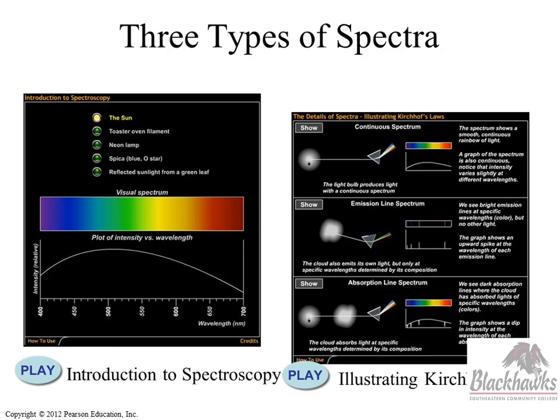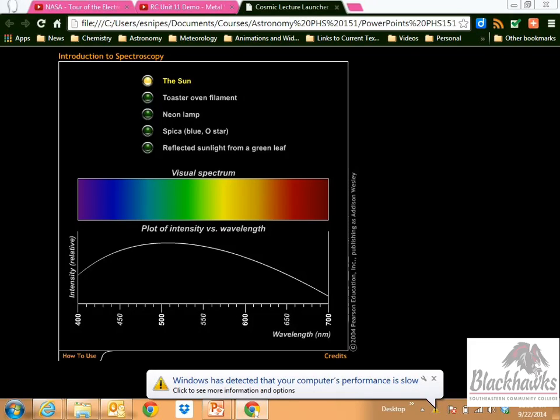Well, just to kind of solidify it, let's look at that first one, where you can see different objects we're going to look at: a toaster, a neon lamp, a star called Spica, and the whole green leaf thing, if this works. So the first one you're going to see is the energy that's coming from our sun. Does it look like Kirchhoff's first law, just continuous?